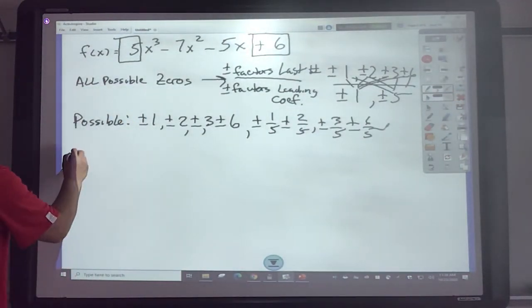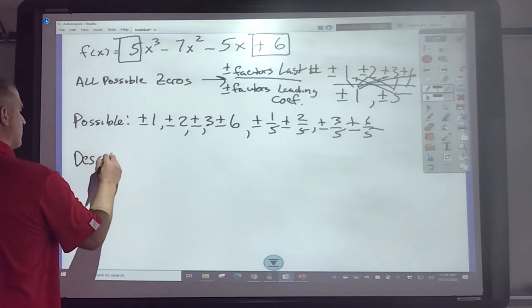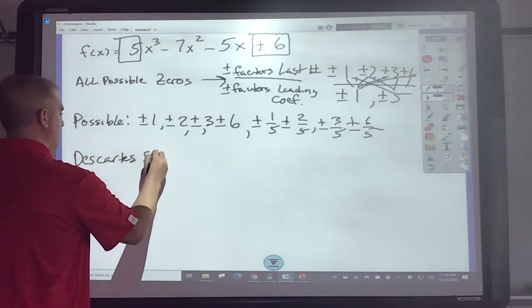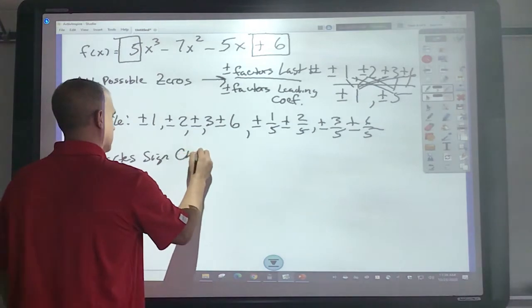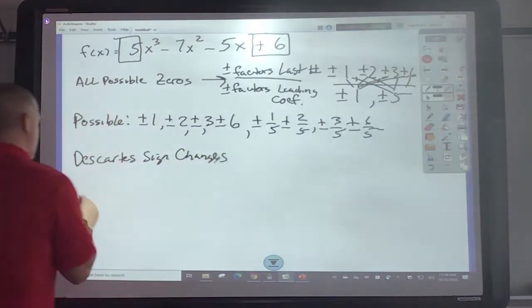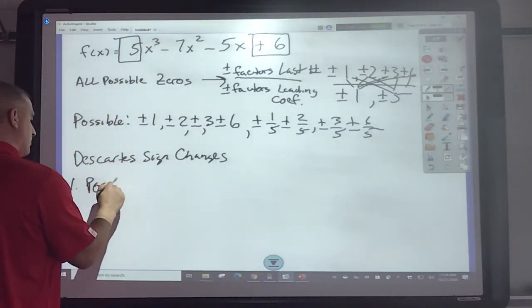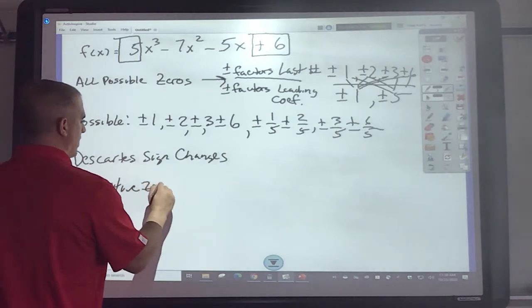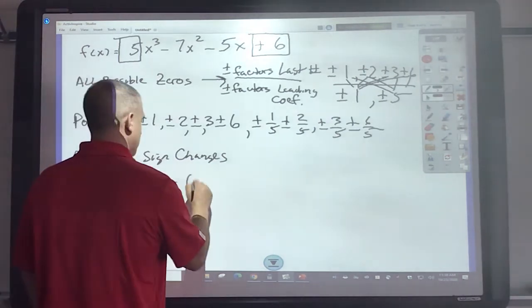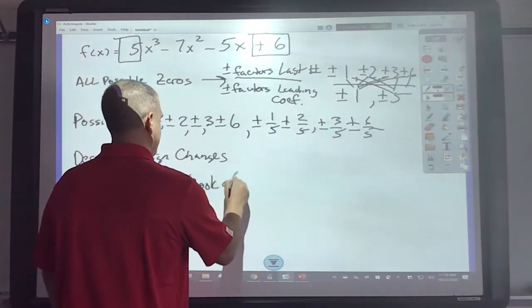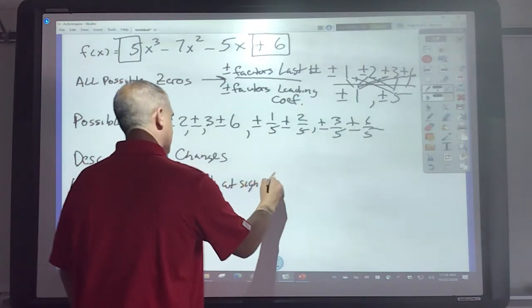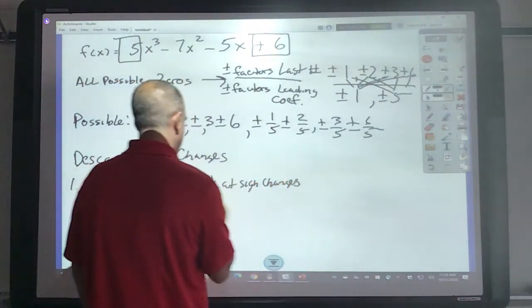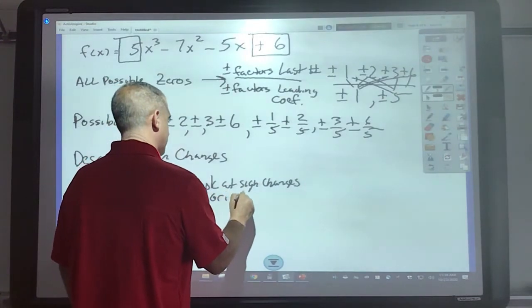Okay? Now let's talk about Descartes' sign change rule. Okay? So for the positive zeros, okay, what you do is you look at sign changes in the original function.